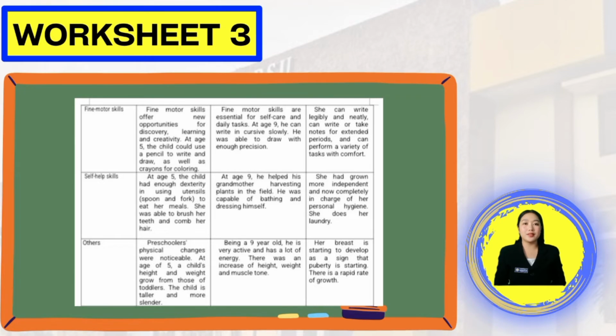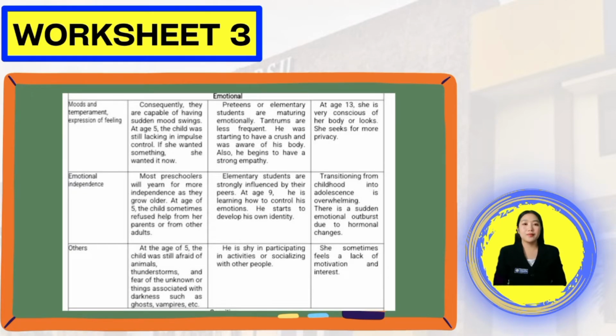Physical. Learning these gross motor skills is essential for balance, strength, body control, and coordination. He can write in cursive slowly. At the age of 9, he helped his grandmother harvest plants in the field.